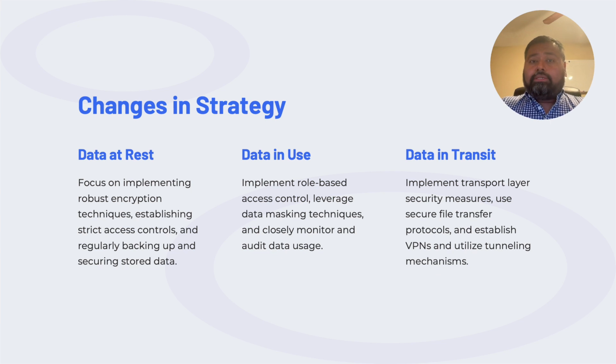How do these strategies change with different states of data? When data is sitting at rest, we can apply robust encryption techniques, place strict access controls, and then regularly back up and secure data when it is stored in a specific location. When data is in use, we need to apply role based access control, leverage data masking techniques, and closely monitor how data is being accessed or used.